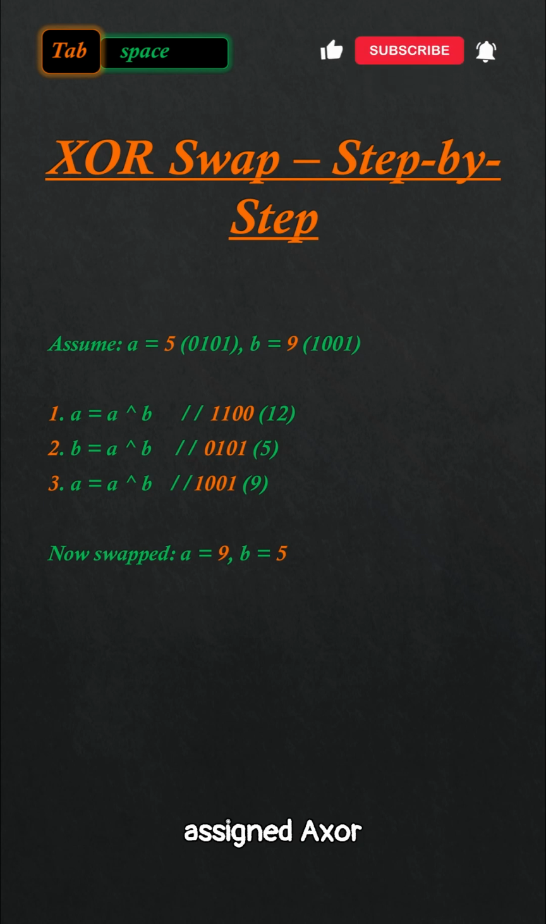Next we perform B = A XOR B, which gives us 0101, which is 5 in decimal. Finally we perform A = A XOR B, which gives us 1001, which is 9 in decimal. As a result, A and B are swapped. A is equal to 9 and B is equal to 5, all without needing a temporary variable.